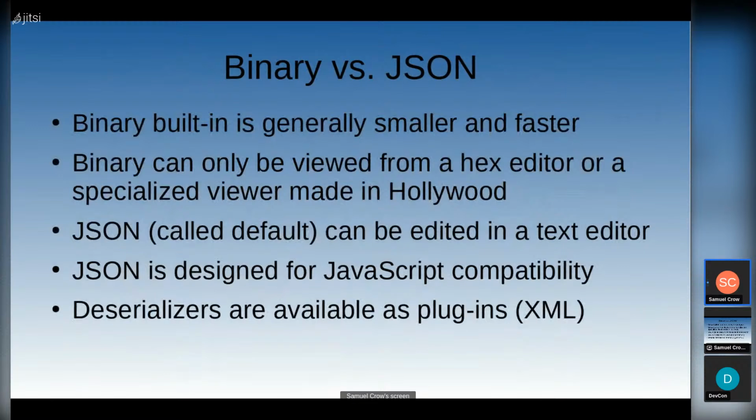The built-in serializer is the default and is binary for backward compatibility, small file size, and speed. JSON is called the default serializer even though it isn't the default option, but is useful because it can be viewed and edited from a text editor. There's a plugin for XML reading also that interfaces with the Hollywood deserializer. Other plugins offer compression and encryption as an option as well.